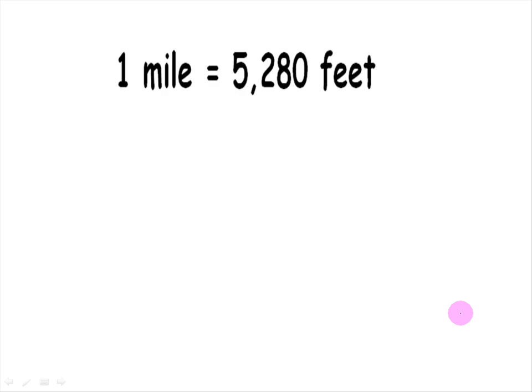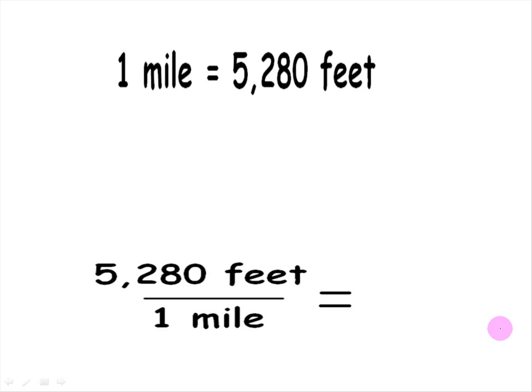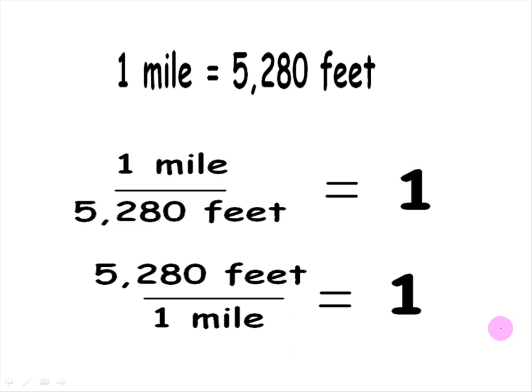Now, 1 mile equals 5,280 feet. So we can write 1 mile over 5,280 feet. What we're really doing here is we're putting miles in the numerator and feet in the denominator, and that equals 1. Here we have 5,280 feet over 1 mile. We have feet in the numerator position and miles in the denominator position. This gets important in just a few moments. And that equals 1. Okay?